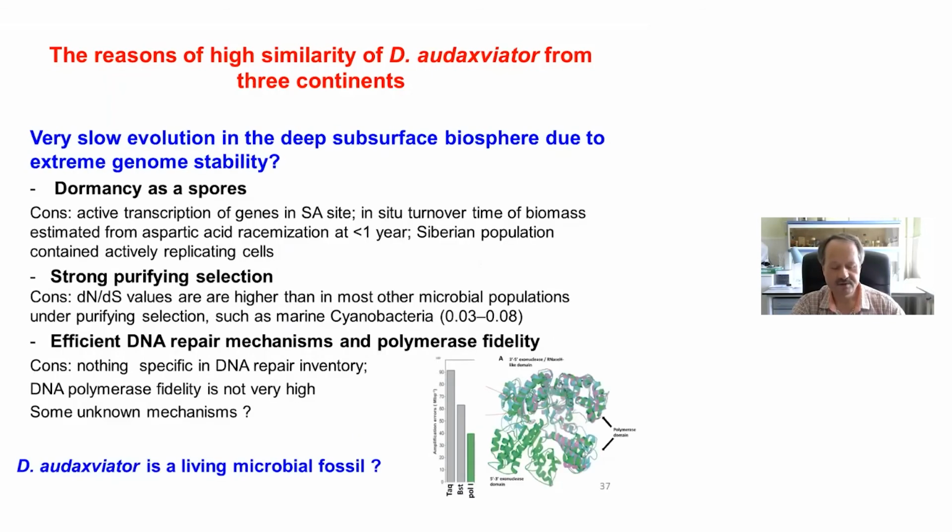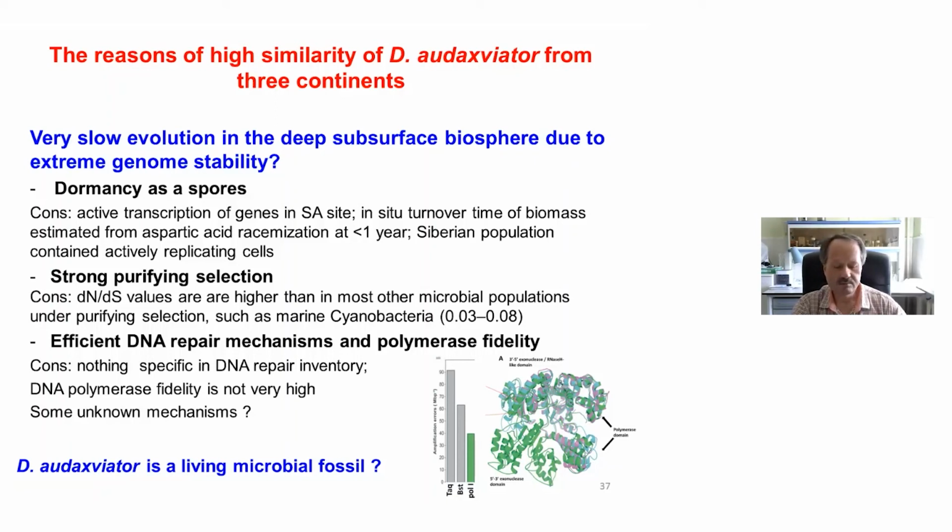The second hypothesis is very long evolution in the deep subsurface biosphere due to extreme genome stability. There are different mechanisms that could contribute to such stability. The first is long-term dormancy in the form of spores. But this was not supported by several observations. Active transcription of the Sulfurudis genes at the South African site was shown, and the in situ turnover time of biomass estimated from aspartic acid racemization was less than 1 year. And the Siberian population contained actively replicating cells of the Sulfurudis.